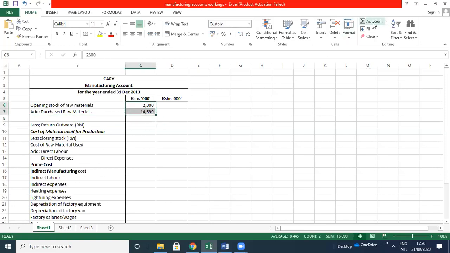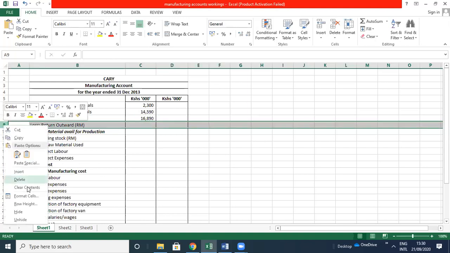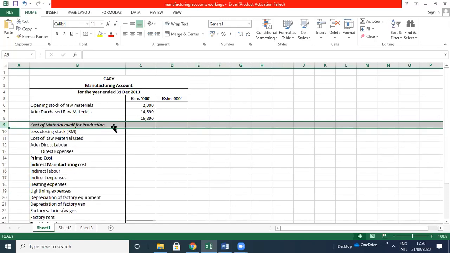This one can be added to get 16,980. From there, what do you have? Returns outwards? Do we have that? No. So we continue. Closing stock.